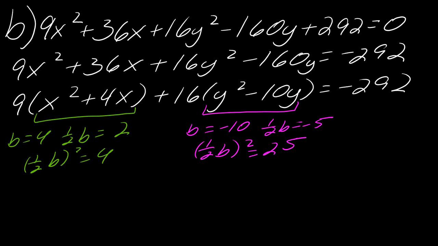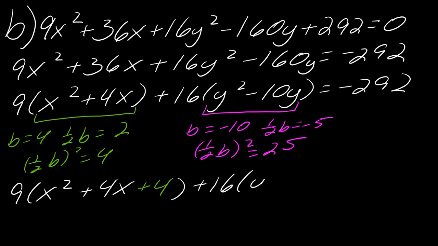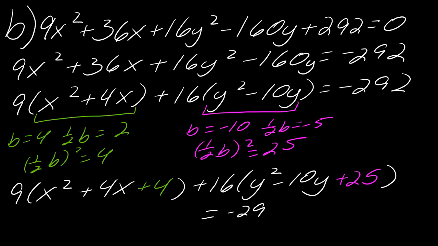I'm going to take that half b squared and put it in here and do it again. Okay, so then plus 25, and I'm running out of space, but that's okay. So I'm going to have negative 292 plus what? This will be plus 9 times 4, right? Because I have to bounce this 4 off of the 9, and then also plus 16 times 25, because I have to bounce this off of this. Okay, and now I think we're good to go, so I can clear some space.